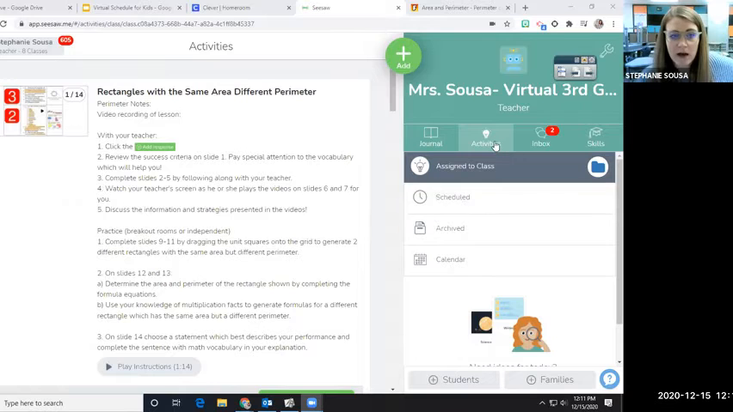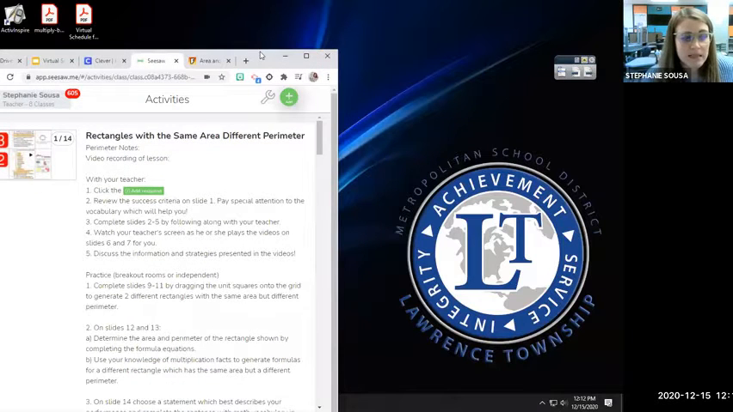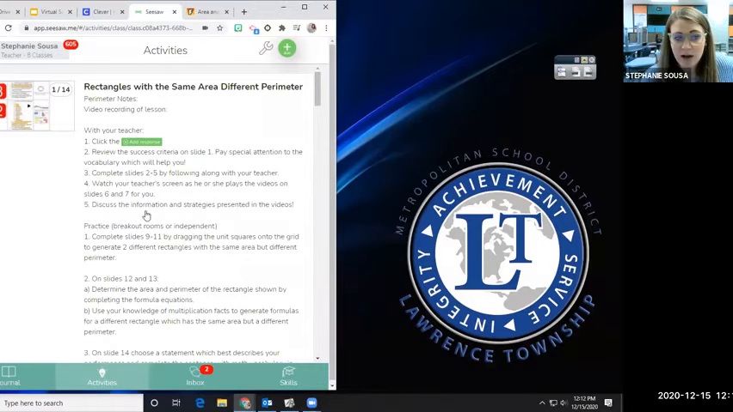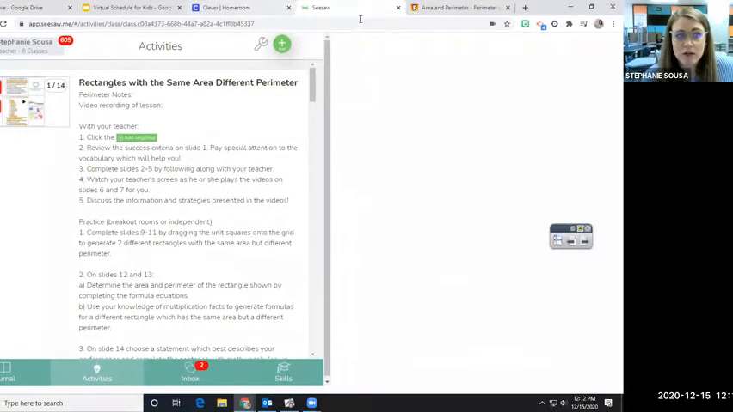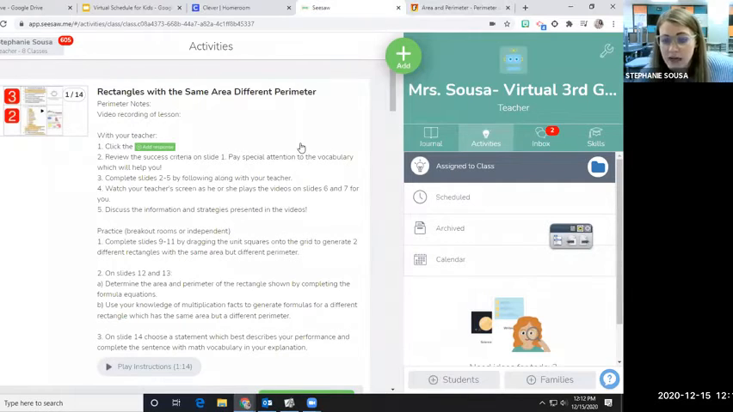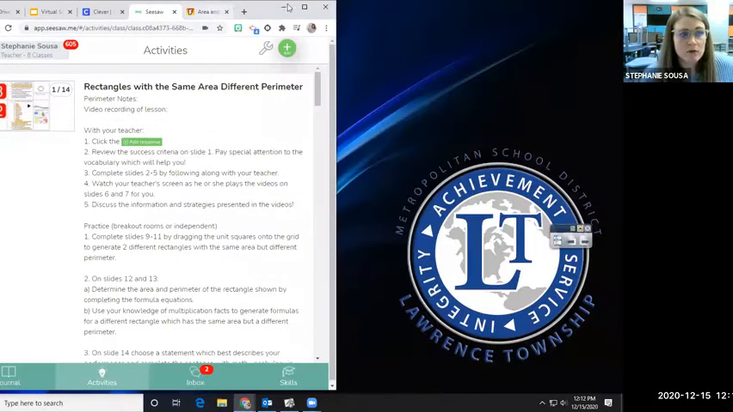So please right now go to your Seesaw and click on that activities. And right up top, you'll have an activity called rectangles with the same area, different perimeter. Okay? Rectangles with the same area, different perimeter. And remember, when we're doing work together, I recommend minimizing the size of your screen down so that you can put Zoom over here in the empty space and you can see your Seesaw work right here so that you don't have to flip back and forth to copy. Okay? So remember that little skill there.